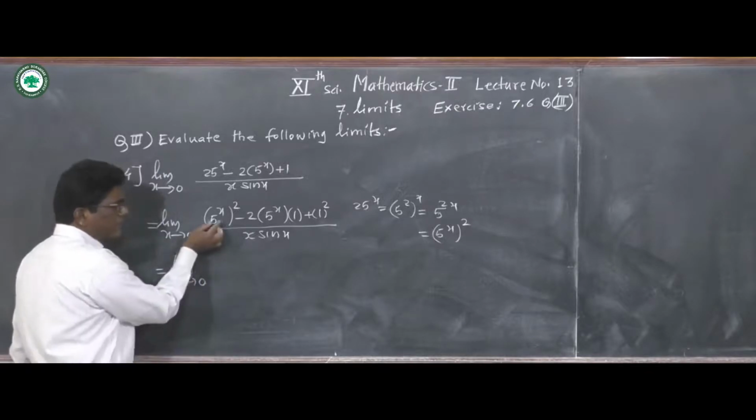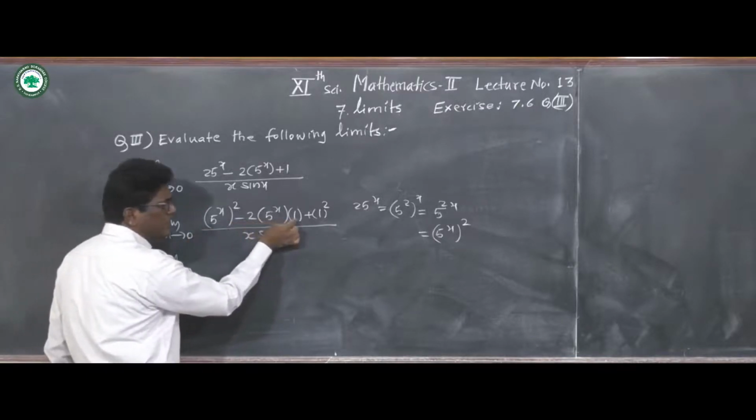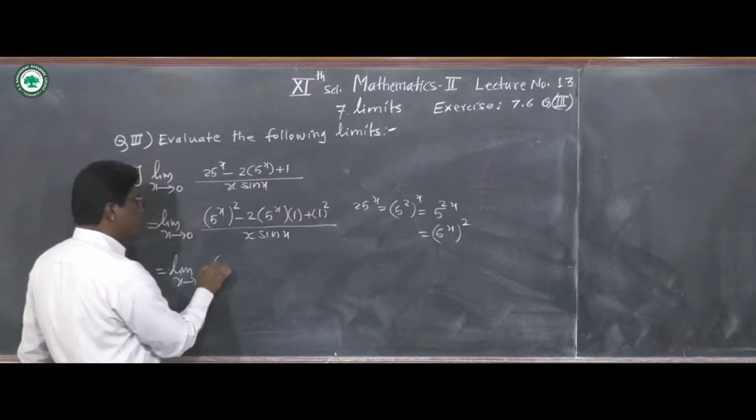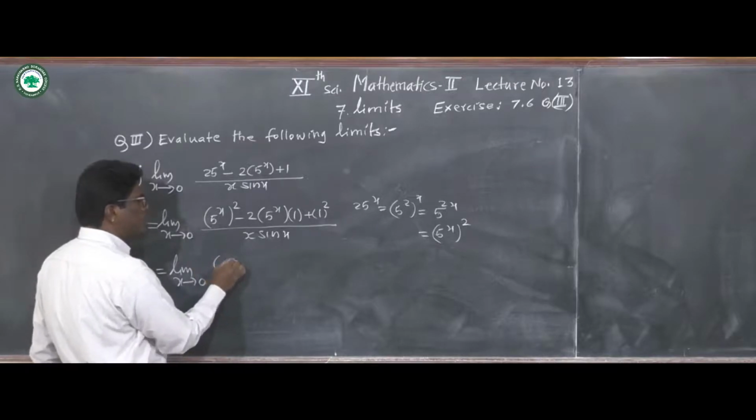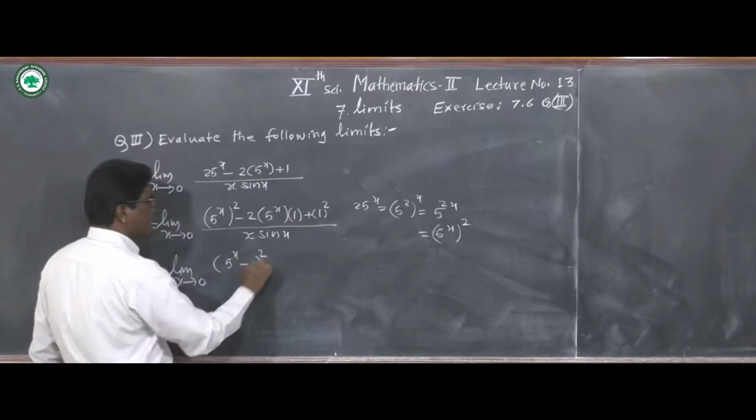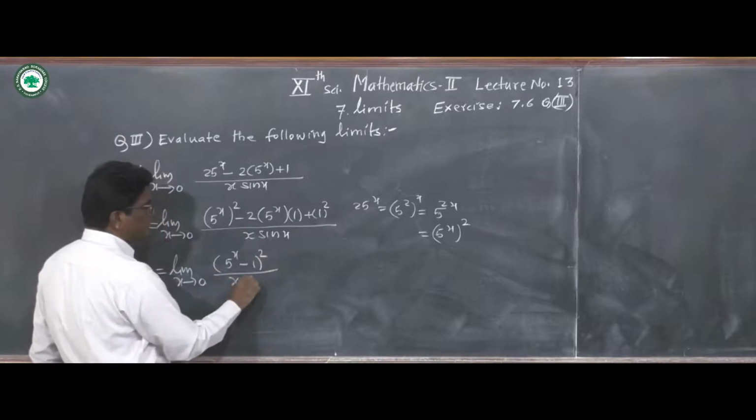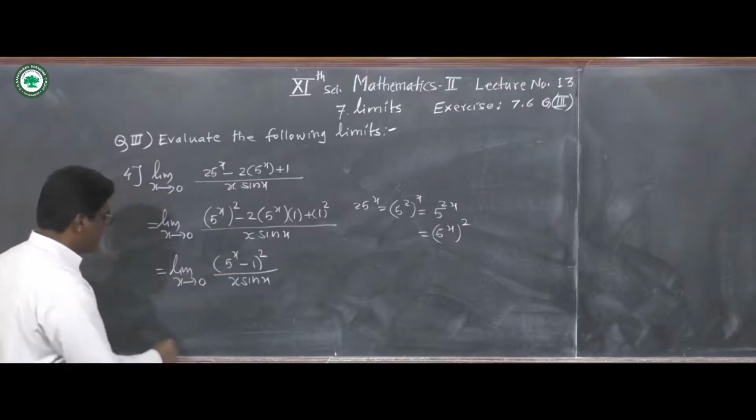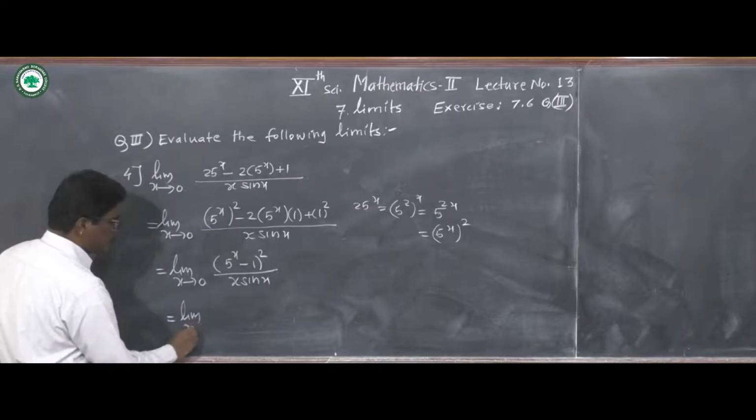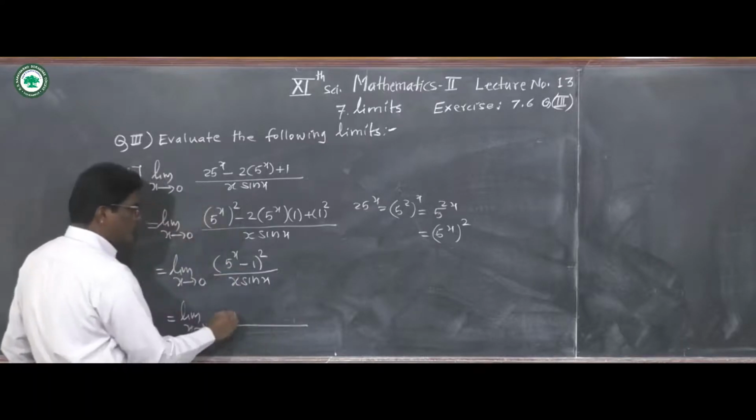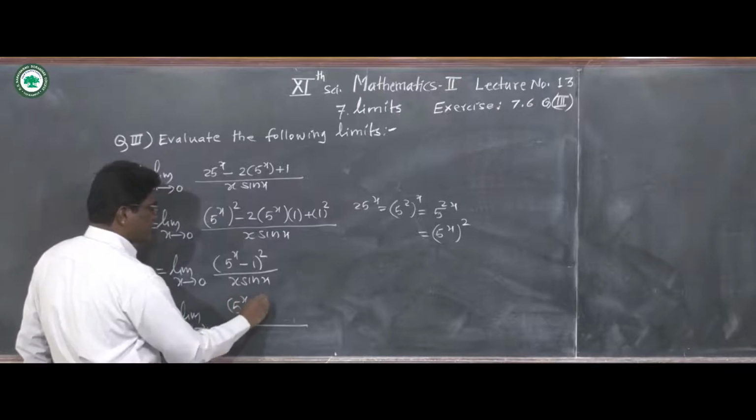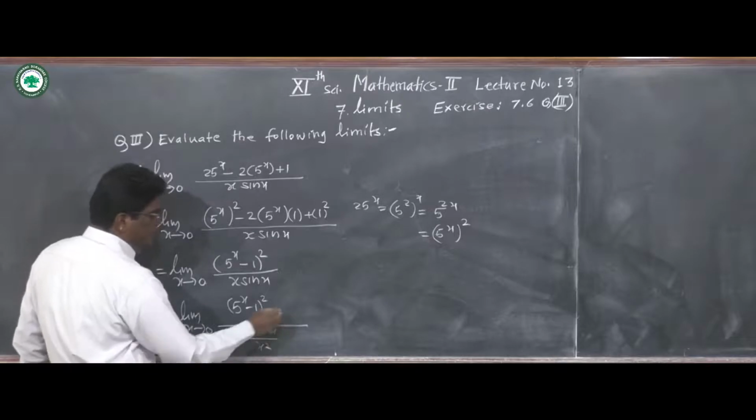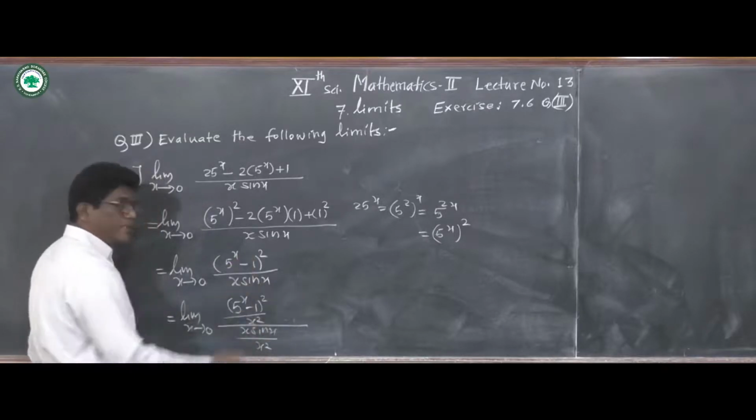Now a square minus 2ab plus b square is the square of (a minus b). So the numerator is the complete square of (5 to the power x minus 1), upon x into sin x. And now we divide numerator and denominator by x square. So it is equal to limit as x tends to 0 of (5 to the power x minus 1) bracket square upon x sin x, dividing the denominator and numerator both by x square.